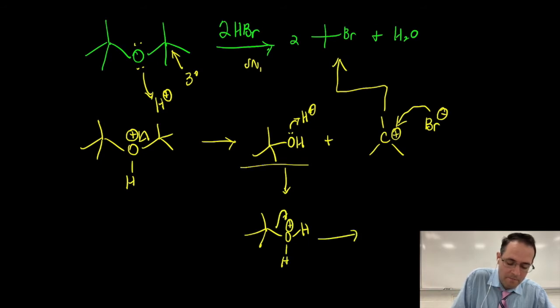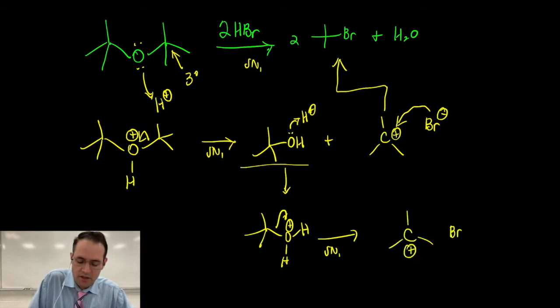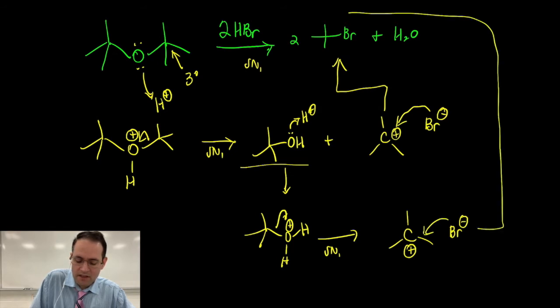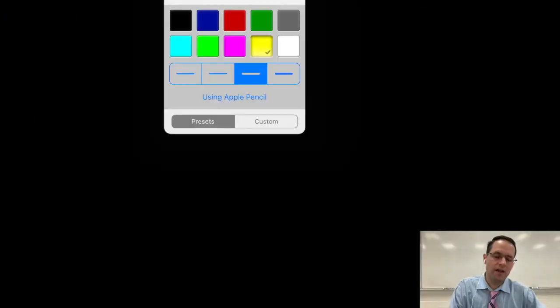Okay. Water is a sufficiently good leaving group. And again, this is an SN1 process whenever you have a carbocation being formed here. You form the carbocation intermediate just like above. Bromide attacks, okay, and you form the second equivalent of tert-butyl bromide. So when you have tertiary ethers, they react by SN1. When you have primary ethers, those react by SN2.